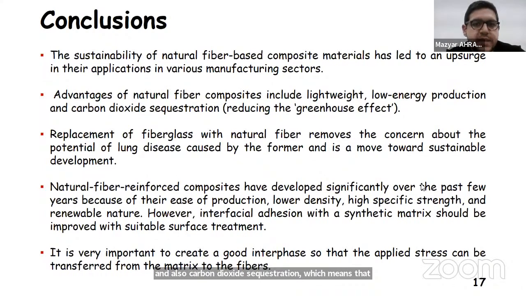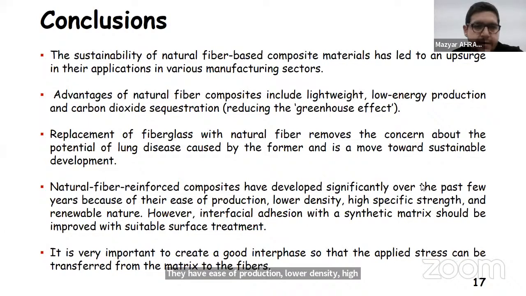Replacement of fiberglass with natural fiber removes the concerns about the potential of lung disease caused by the fiberglass and is a move towards sustainable development. And also natural fiber reinforced composites have developed significantly over the past few years because of their ease of production, lower density, high specific strength, and also renewable nature.